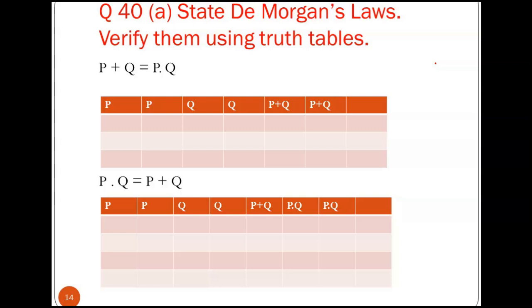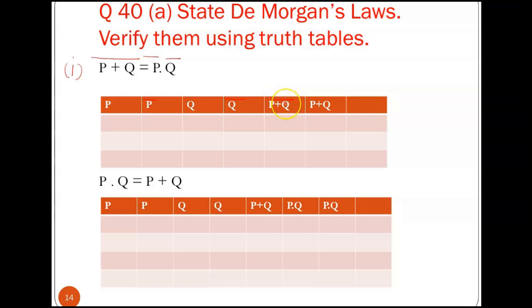As you know, I am not able to type the bars, so now I am going to insert them. State De Morgan's laws, verify them using the truth tables. So De Morgan's first law is P plus Q whole bar is equal to P bar dot Q bar. So here we have P and P bar, we have Q, then Q bar, and this is P plus Q whole bar, and then P plus Q.